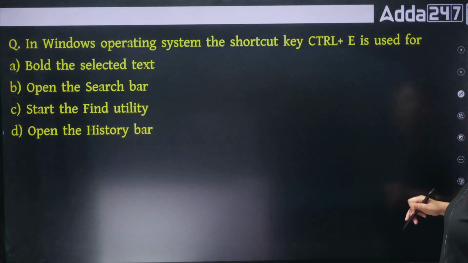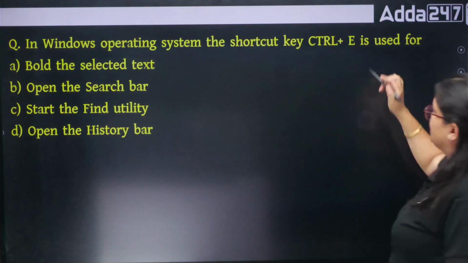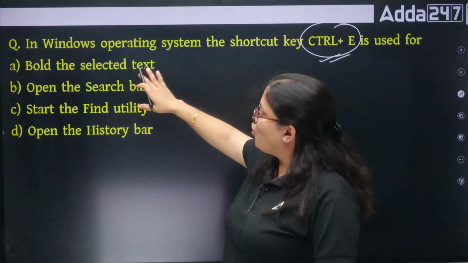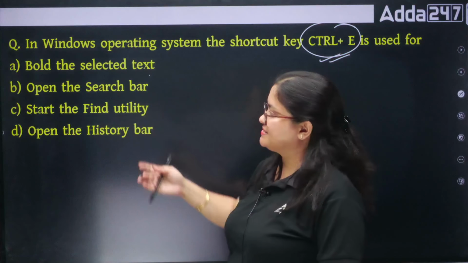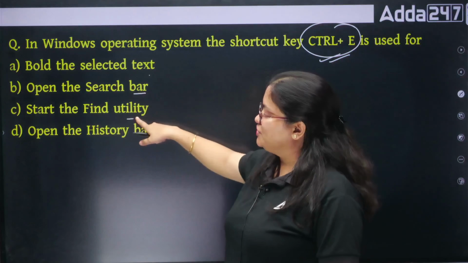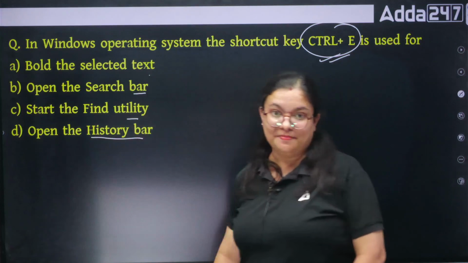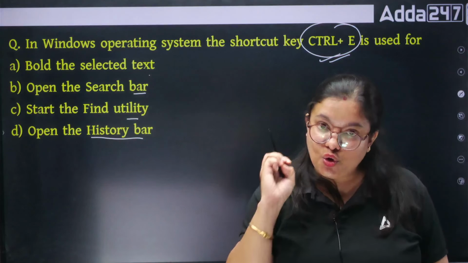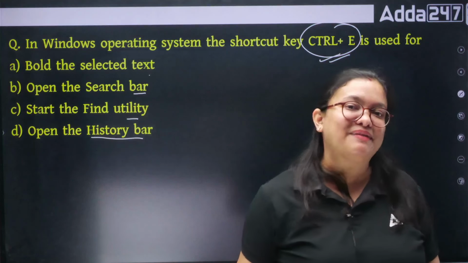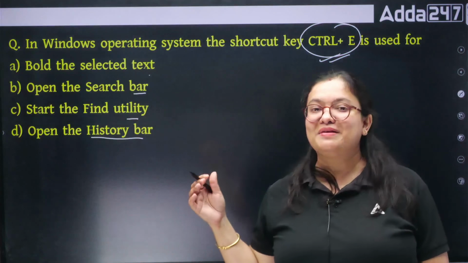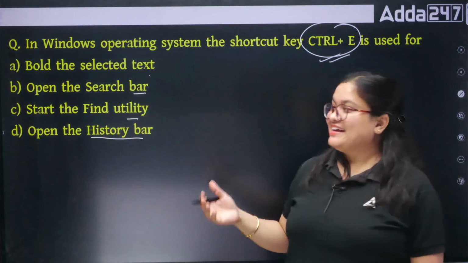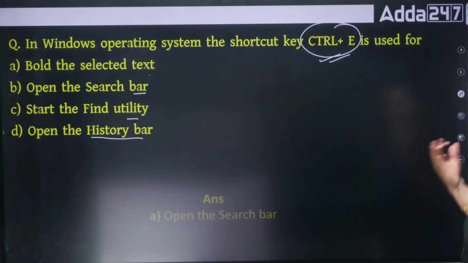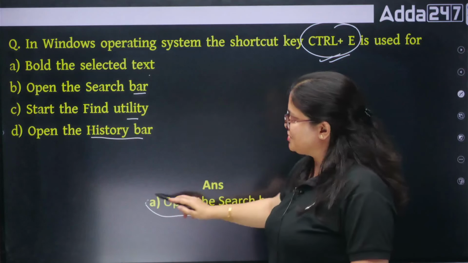Next, in the Windows operating system, what is the shortcut key of this? If I press Ctrl plus C, what will happen? Will it bold the selected text, open the chart bar, find utility, or open the history bar? So to know the shortcut function, you have to try it yourself first, then only you will be able to answer fast, right? So Ctrl plus E is used to find, open the search bar.